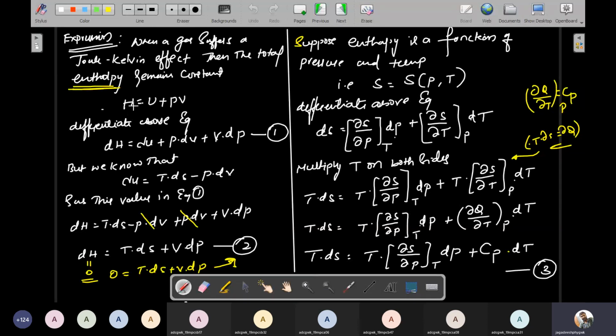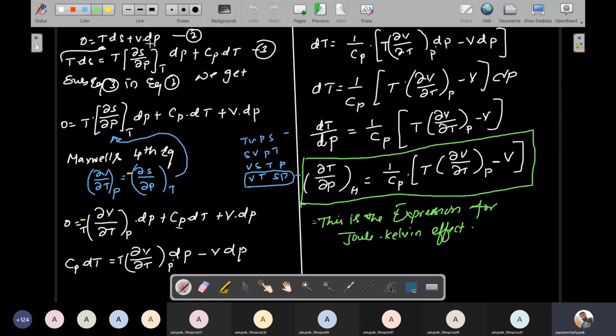Therefore, finally, we get enthalpy H = U + PV. If we differentiate the equation, we get equation 1. After that, consider enthalpy as a function of pressure and temperature; differentiating, you get equation 3. Substituting equation 2 and equation 3, we get one equation. After that, we use Maxwell's 4th equation, replacing ∂S/∂P at constant temperature by −(∂V/∂T) at constant pressure. Finally, we get dT = (1/Cp)[T(∂V/∂T) at constant pressure − V] dP.